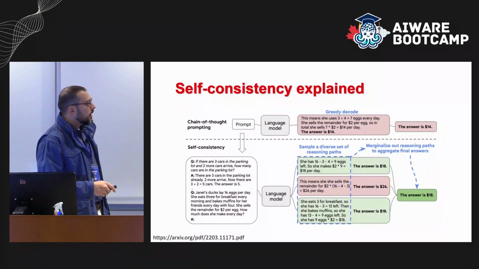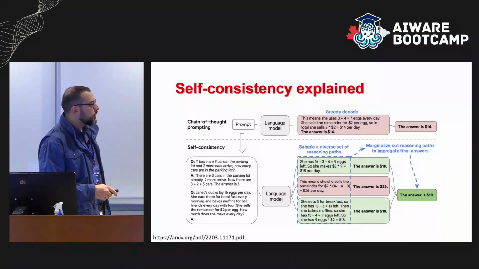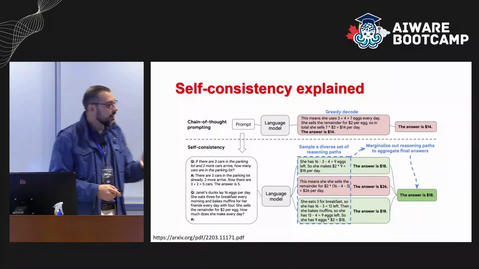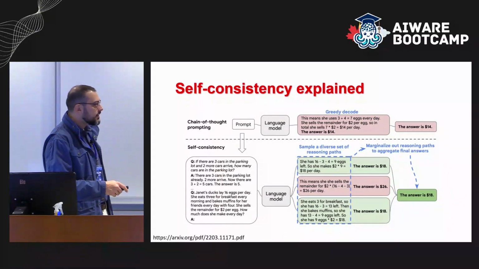So chain of thought, it's here. We just saw, like you do the prompt, you pass it to the language model, and you get the first reasoning path that arrives at a certain answer, and you assume that's the correct answer. All right? That's chain of thought. So self-consistency changed this a little bit. So instead of getting one single answer, a reasoning path, all right? You get multiple from the language model.